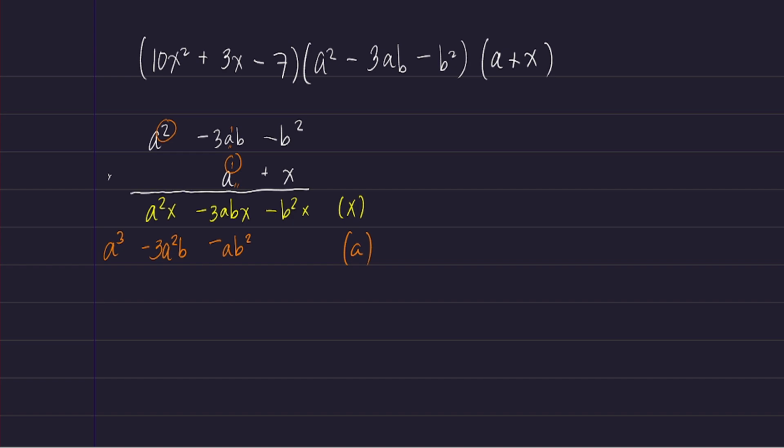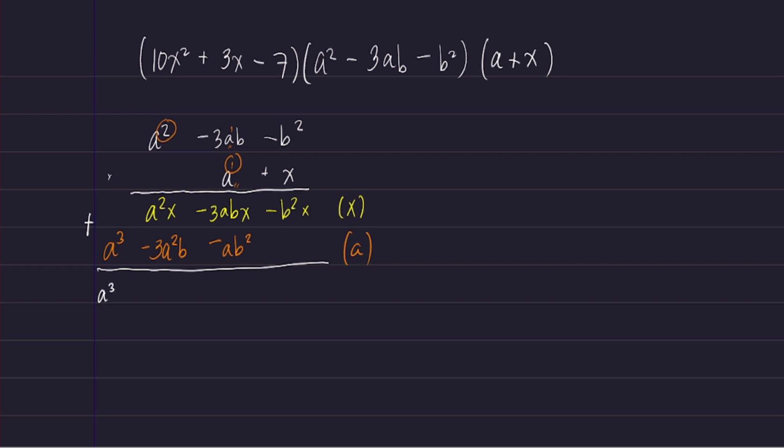Then, having that said, magagawa na natin ang result to from the factors na kinuha natin. So, tingnan muna natin kung meron silang like terms. A cubed, a squared x, minus 3a squared b, minus 3abx, minus ab squared, minus b squared x. Makikita natin na wala silang like terms. So, pwede natin silang i-copy yung mga terms na nakuha natin. So, copy na lang natin.